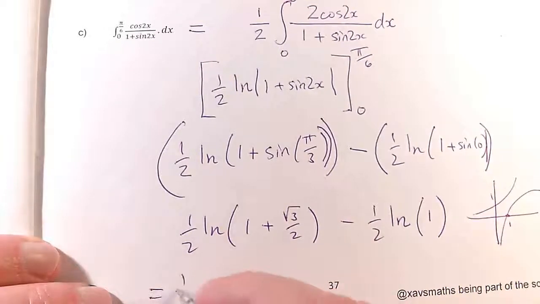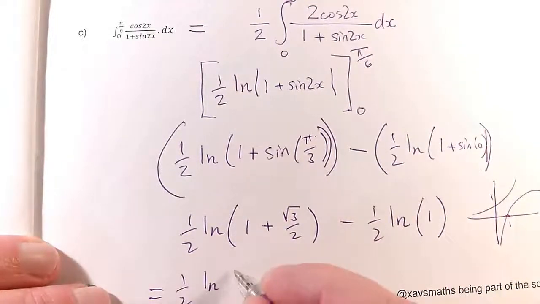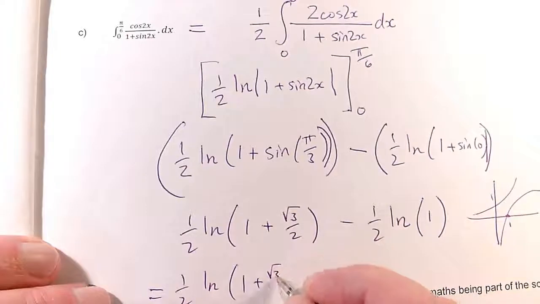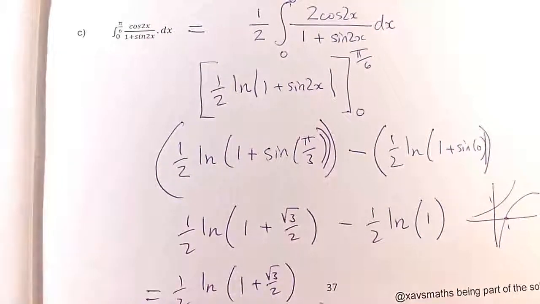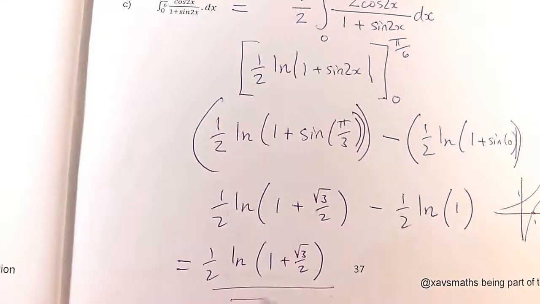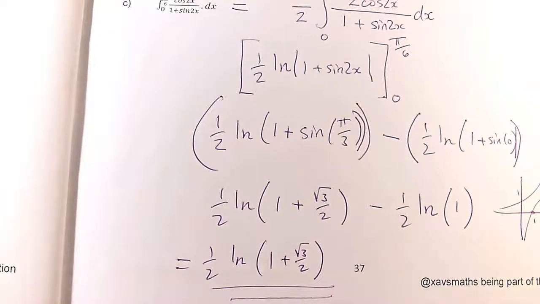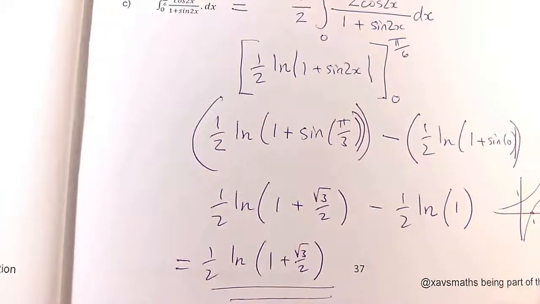So the answer is just a half log of 1 plus root 3 over 2, which is positive, so no modulus signs needed. And that's a nice exact answer. You can get it as a decimal if you want to, but more often than not, you'll be wanting to leave your answers as beautiful, exact things.